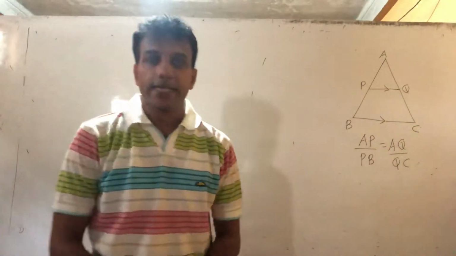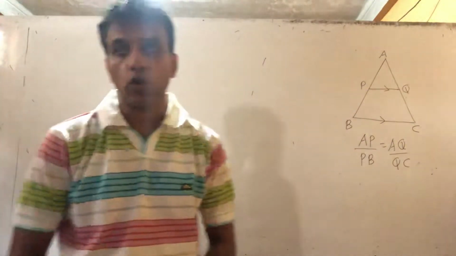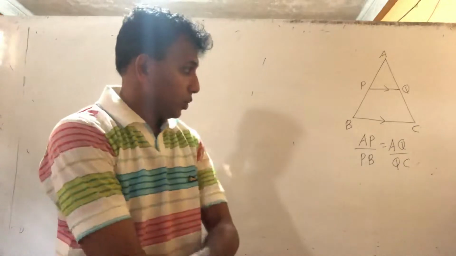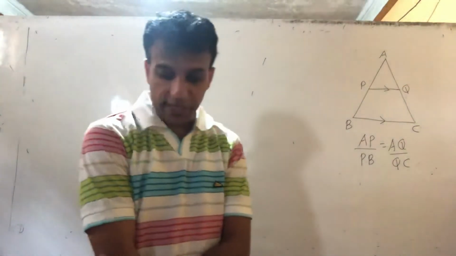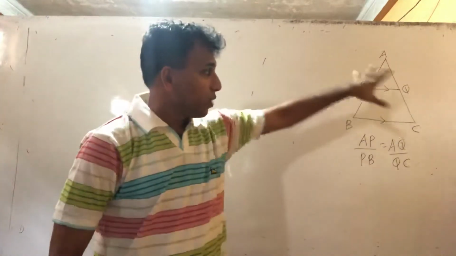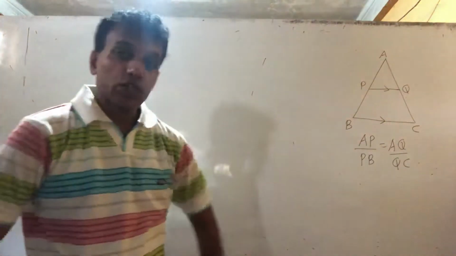This is my second video for grade 11 equiangular triangles. I started the last video with the lesson called geometrical lesson, similar triangles or equiangular. One theorem we learned was the ratio theorem. What does the ratio theorem say?